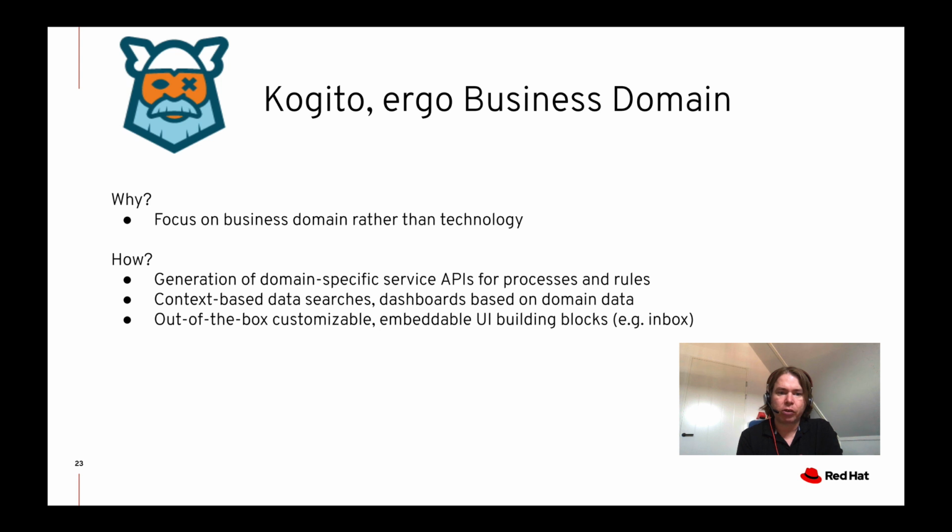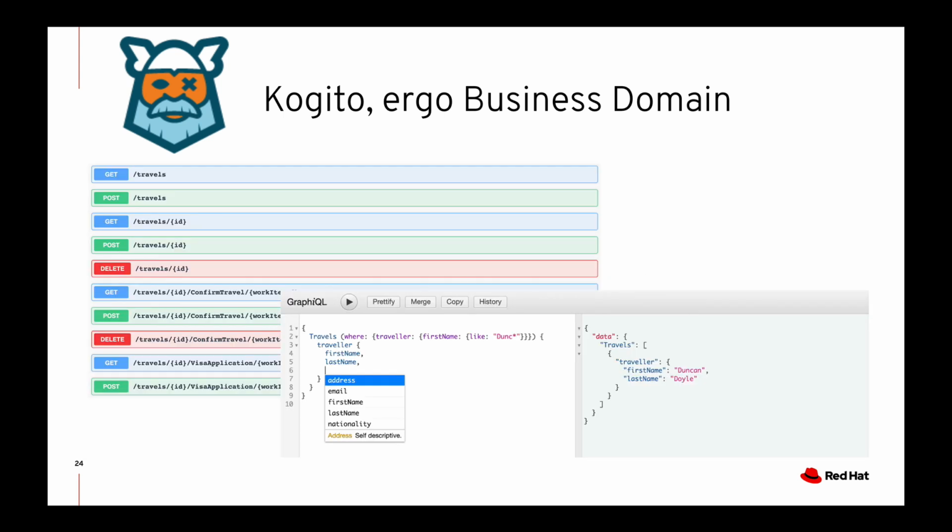This introspection also allows us to define context-based data searches, for example, to allow you to do searches on your process variables and the values of your process variables at runtime. So here is an example where we show you a RESTful API that has been generated by Kogito for a travels process. As you can see, there's no operation like start process or abort process, but instead we have a post method for travel. So if you want to start a new travel, which is backed by a travels workflow, you simply post a travel.